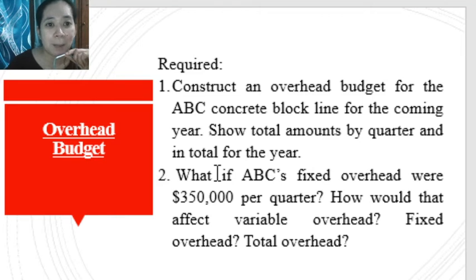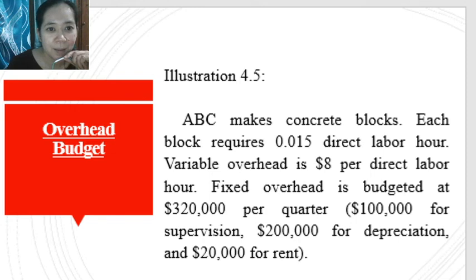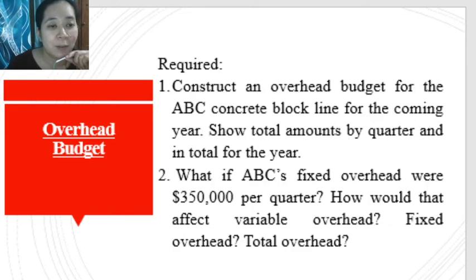For the second requirement, what if the company's fixed overhead were 350,000 per quarter instead of 320,000 per quarter? How would that affect our variable overhead? How about the fixed overhead and the total overhead?